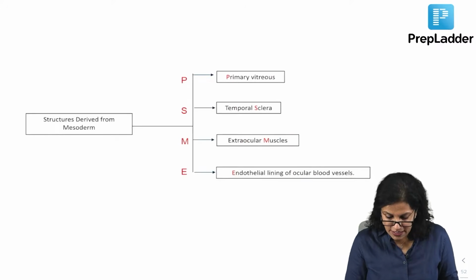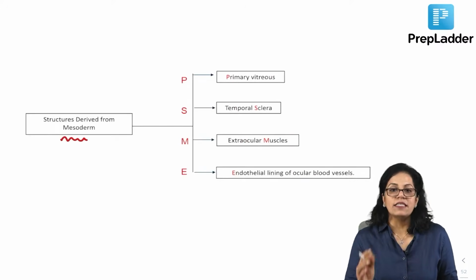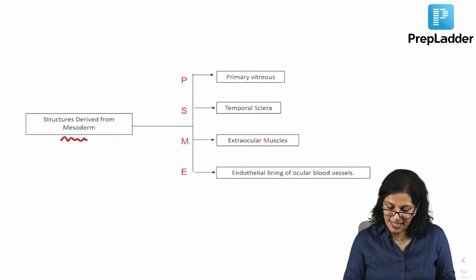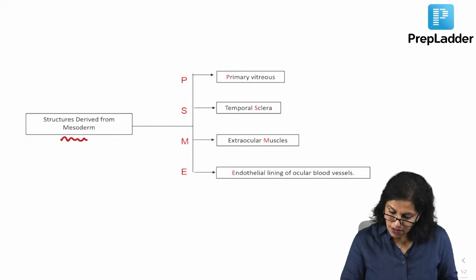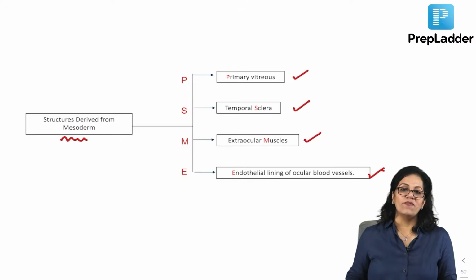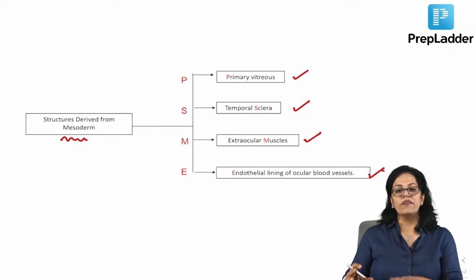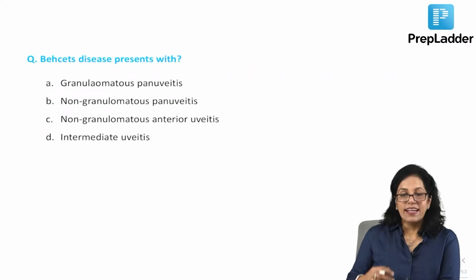We next talk about the structures derived from mesoderm. It is PSME, PSM with an E, right. So, it is your primary vitreous, temporal sclera, extraocular muscles and endothelial lining of blood vessels. So, this is all very factual. We will move ahead. Come to the next one.